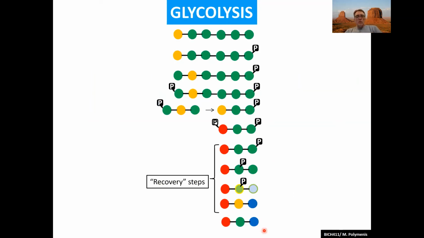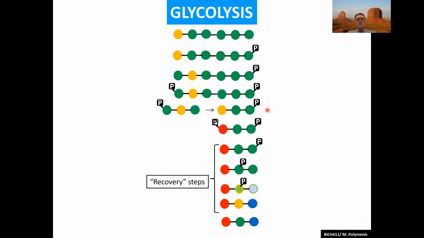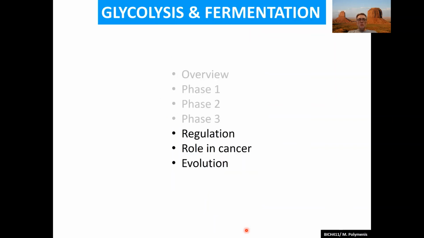So if we include fermentation at the very end, this is how it looks like. We have a reduction. This carbon of pyruvate in lactate has been reduced. That was this part here, from NADH, and this is the whole sequence of reactions for glycolysis and fermentation. So that completes phase 3, and in the next video we're going to see something about regulation of glycolysis.